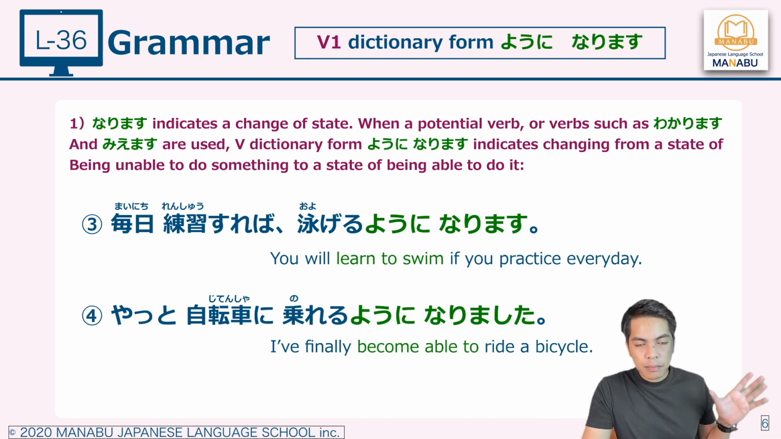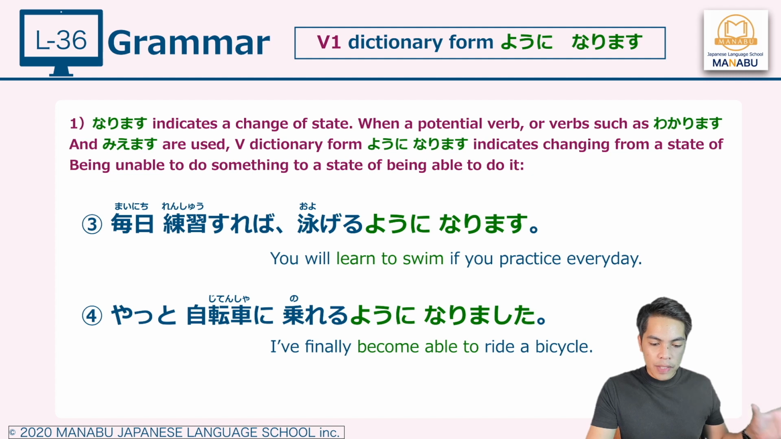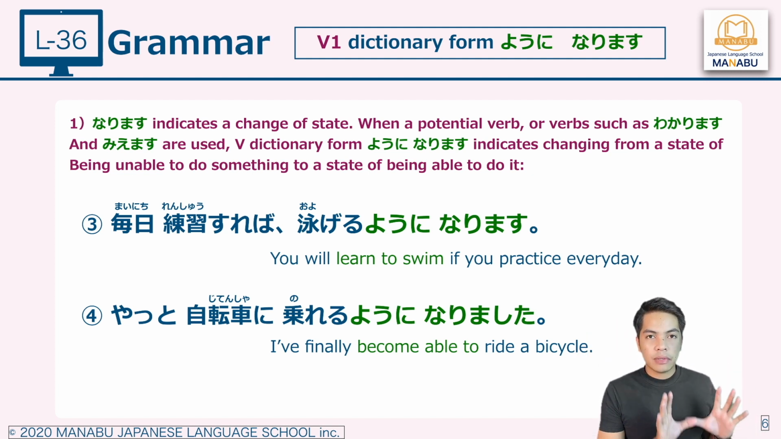So oyogeru is a potential verb from the verb oyogimasu, to swim. So oyogeru yo ni narimasu, to become able to swim. So remember, a change of state from not being able to do something to becoming able to do something. So this is used with the potential verb.